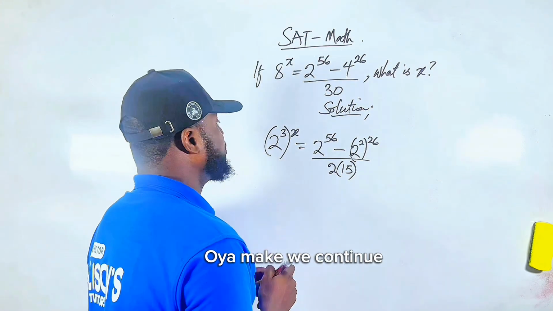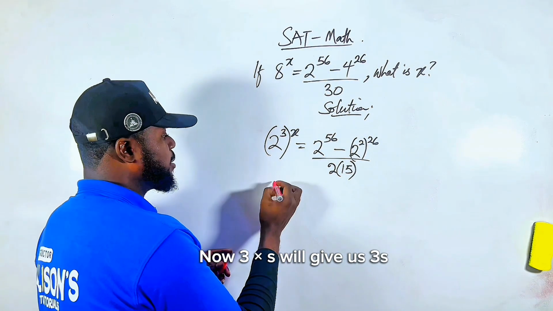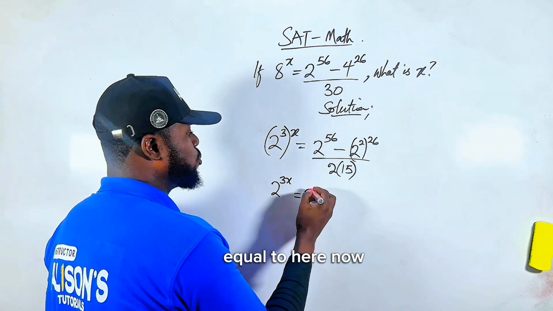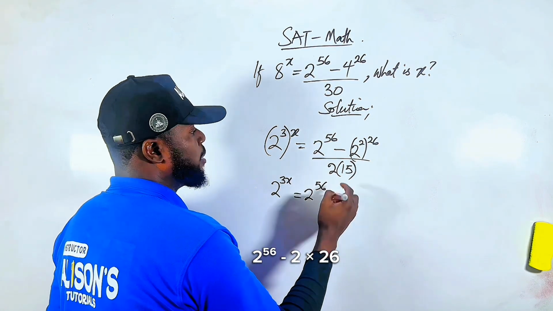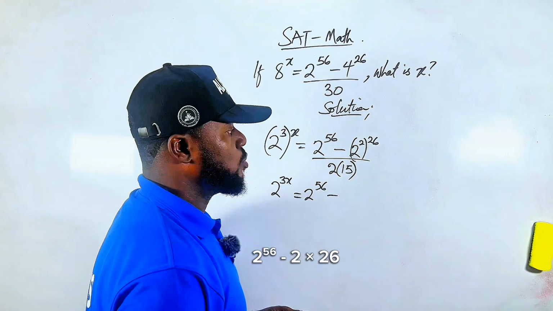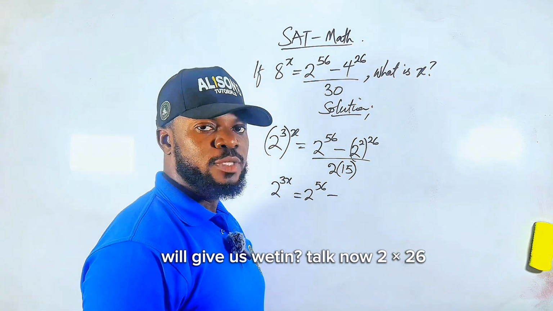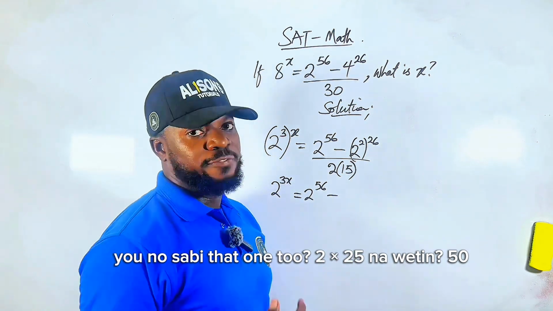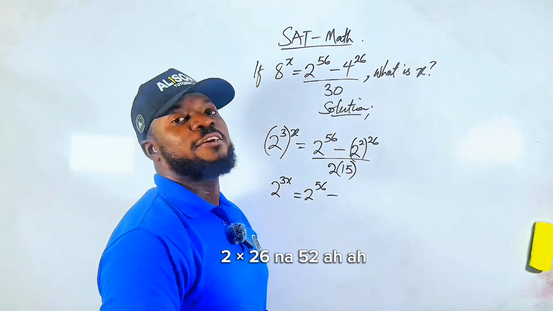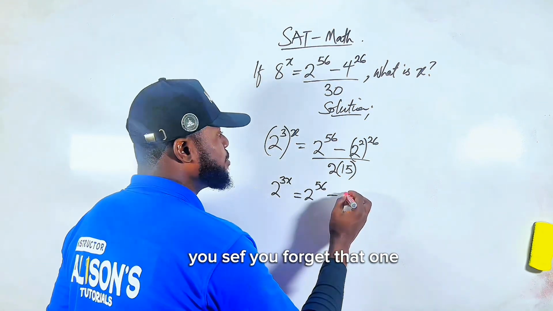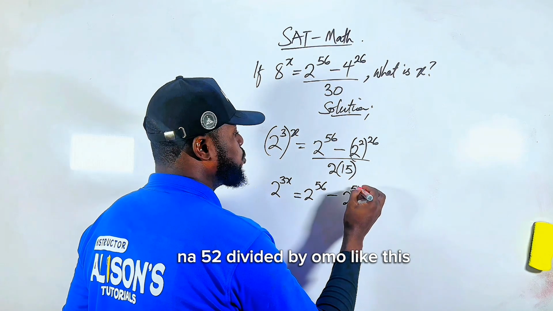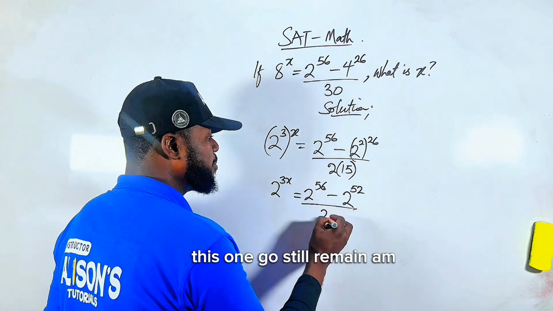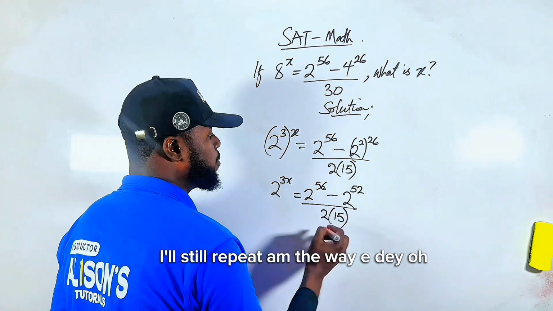Let me continue. Now, 3 times x will give us 3x. So I'll get 2 to the power of 3x equal to 2 to the power of 56 minus 2 times 26. What is 2 times 26? 2 times 25 is 50, so 2 times 26 is 52. We can forget that one. Now 52 divided by, like this one, I will still remain.